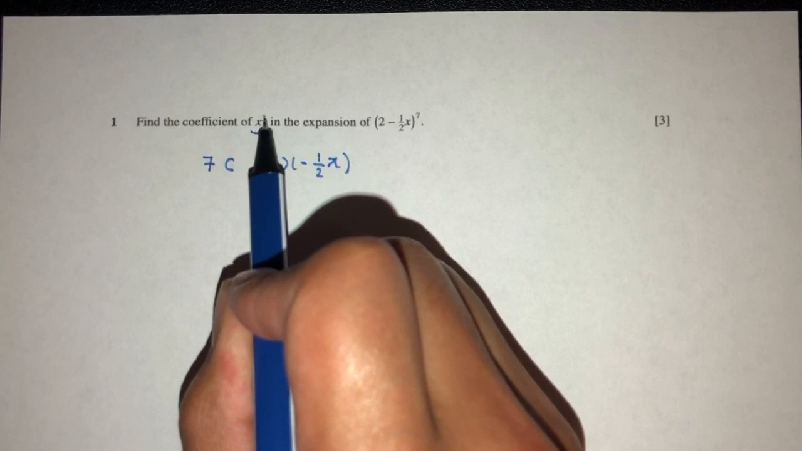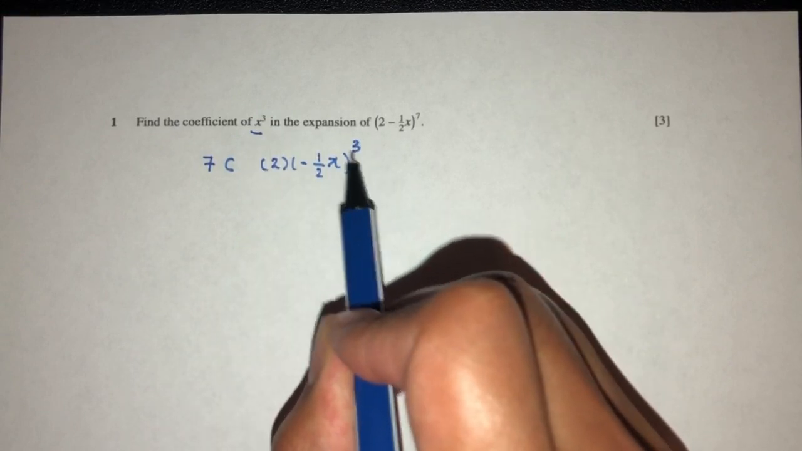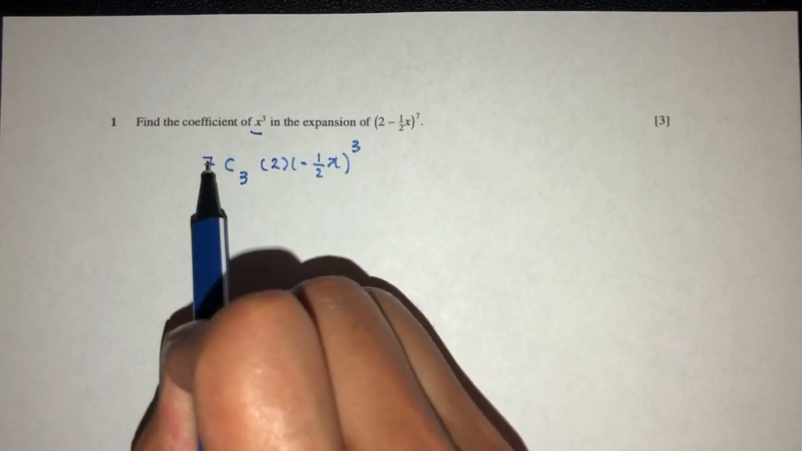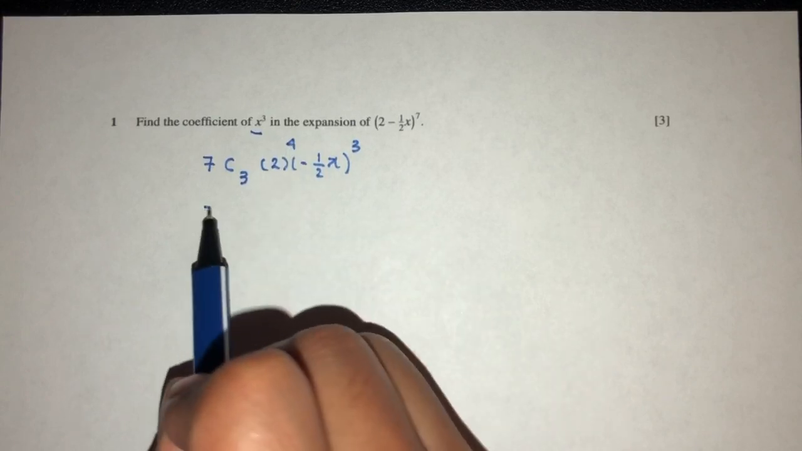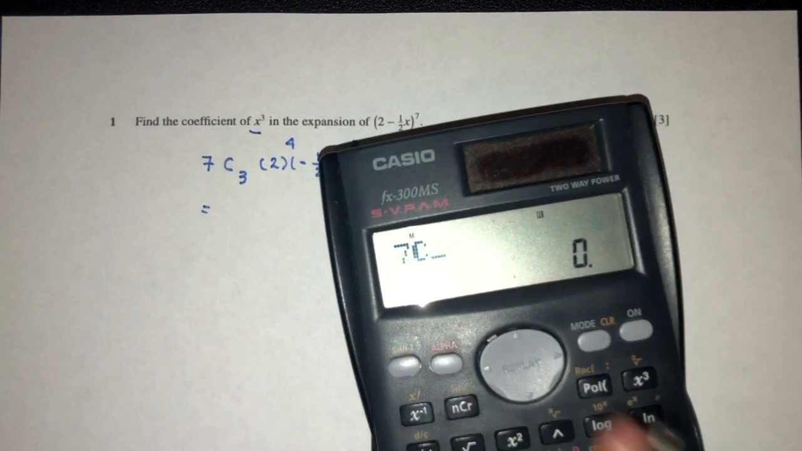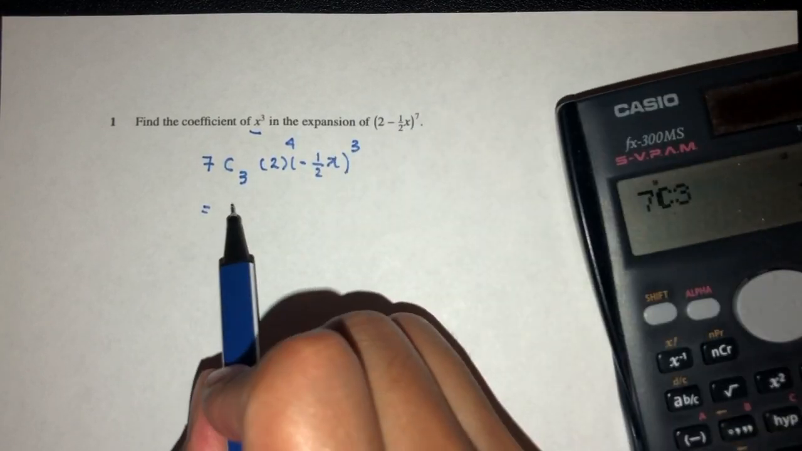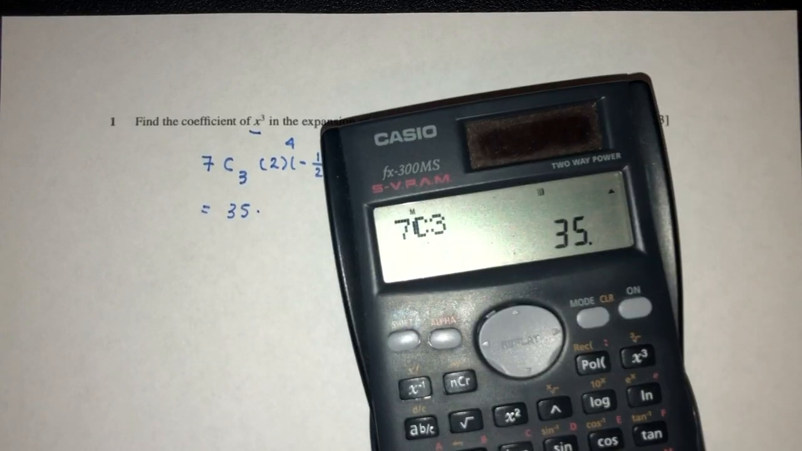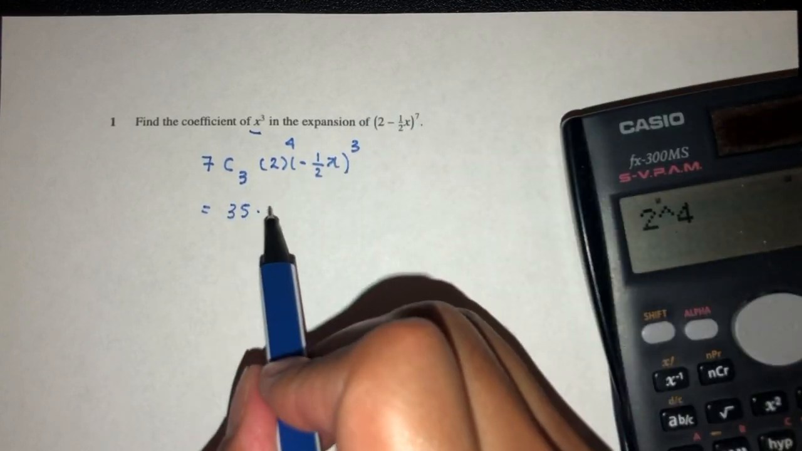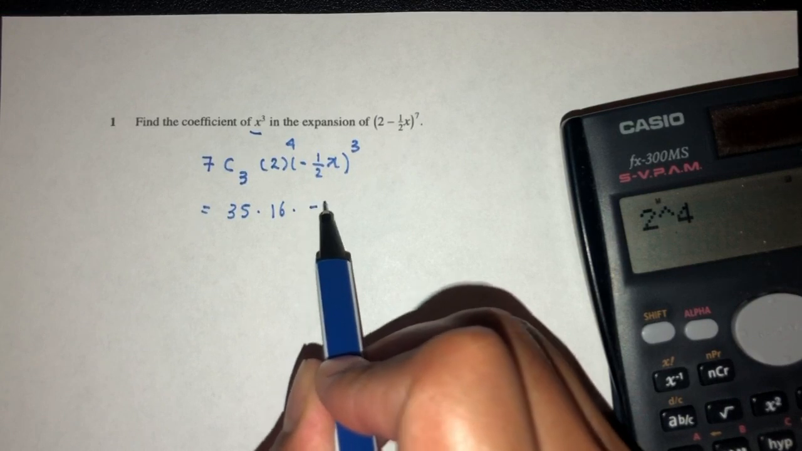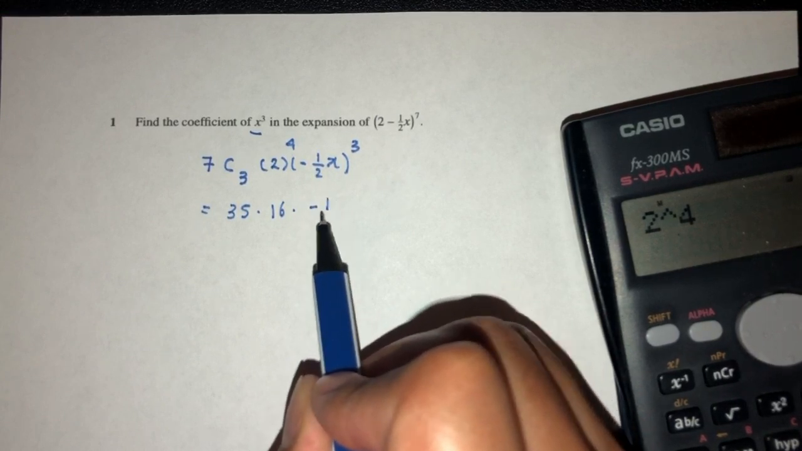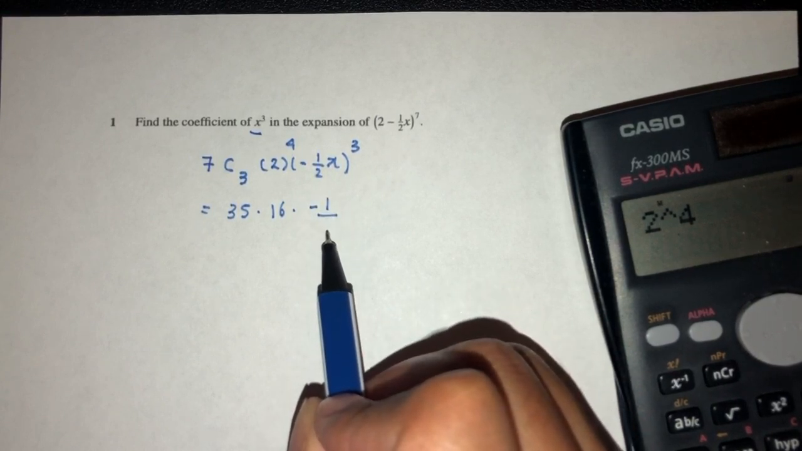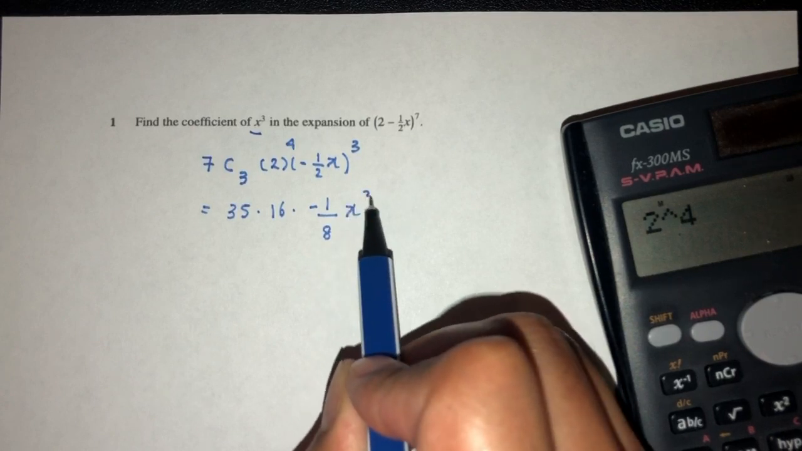Now, if you want something in power 3, we can have power 3 here. If this is 3, this also will be 3. 7 minus 3 is 4. That will give you what? 7 choose 3, that should be 35. 2 power 4 is what? 2 power 4 should be 16. And that should be minus 1 over 2 power 3, which is 8, and that should be x power 3.